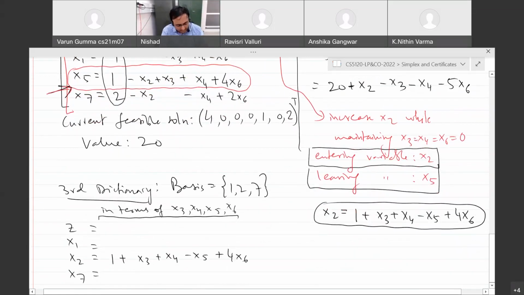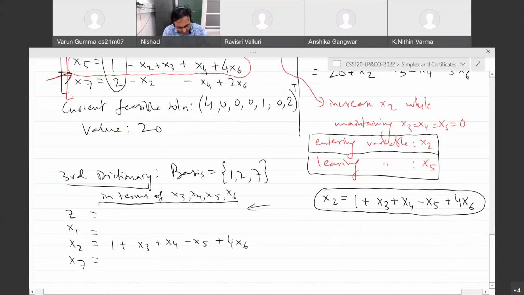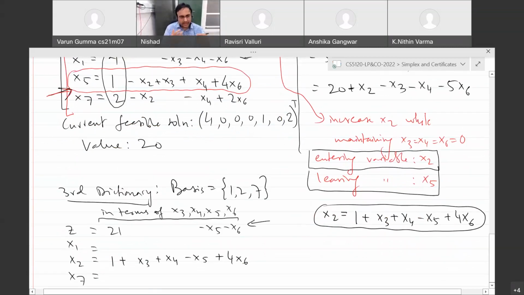So can anyone do the calculation at their own end and tell me what is the first row? What is Z? Can you please do it? 21 minus x5 minus x6 now. 21 minus x5 minus x6. Okay. Can someone tell me the second row, x1?